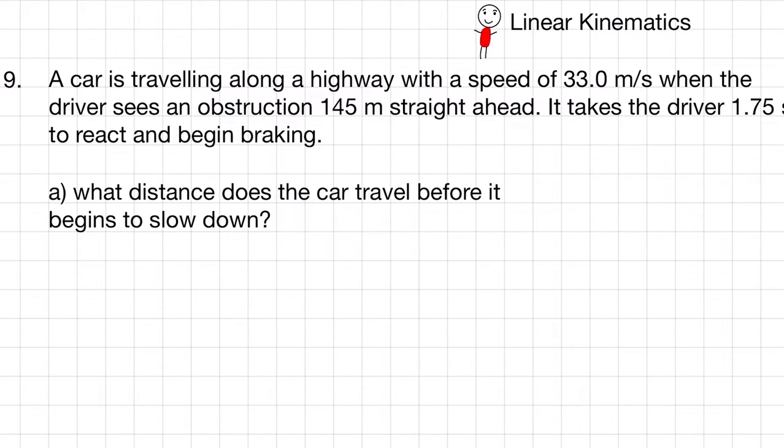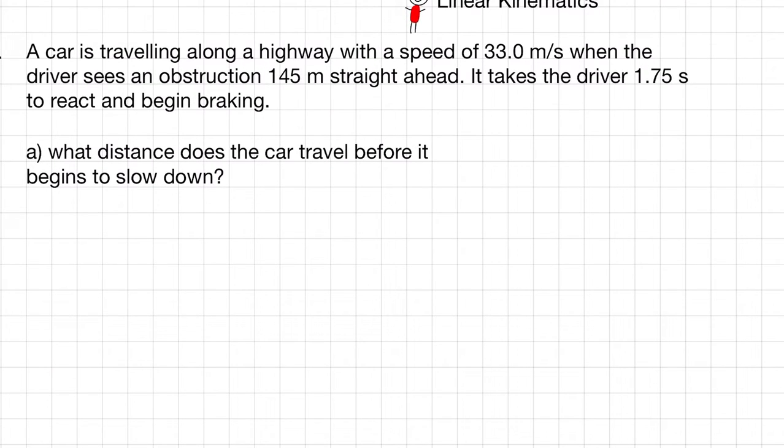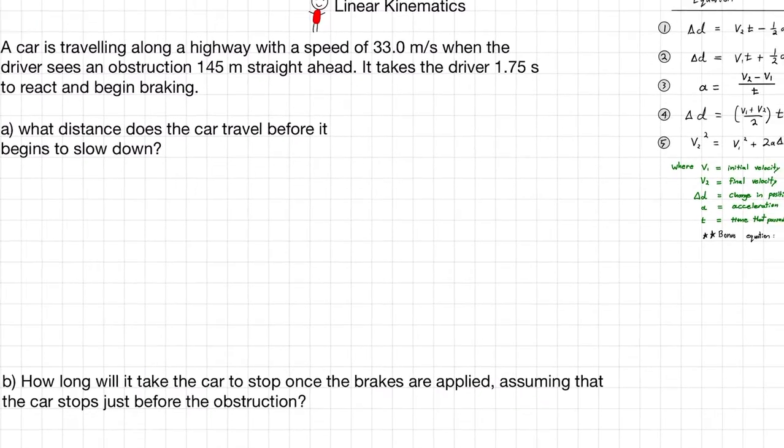All right, let's take a look at one final example with linear kinematics. So here we have a car that's traveling along a highway at a speed of 33 meters per second. When the driver sees an obstruction 145 meters straight ahead, it takes the driver 1.75 seconds to react and begin braking. So that is our question.